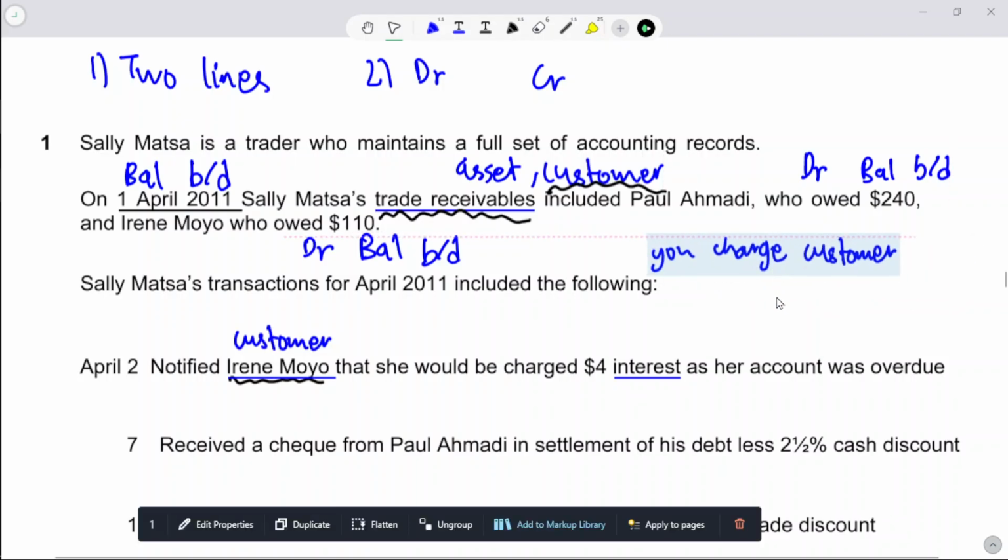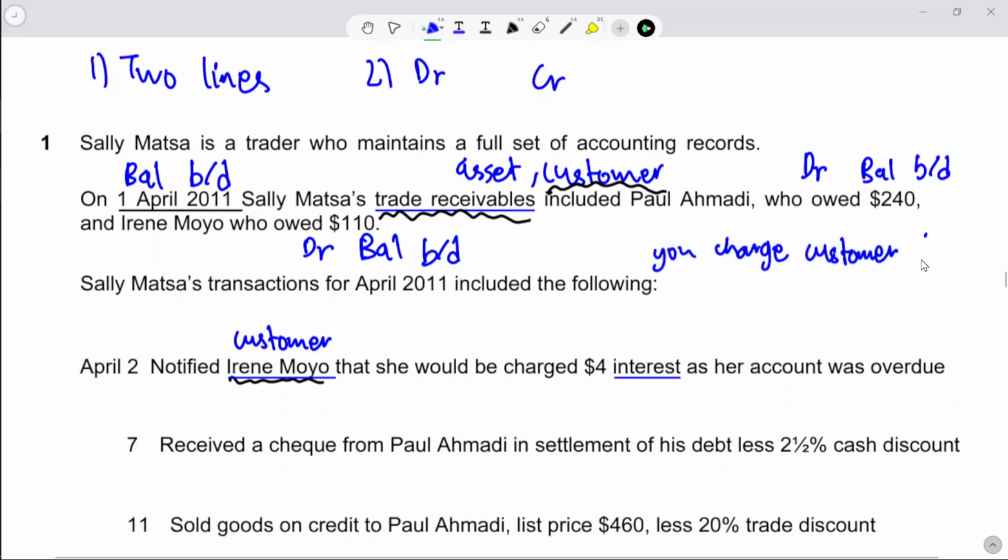You charge customer interest. Okay, you charge customer interest. This interest is regarded as income. Okay, the income, so for income is credit, then another line will be, if there is credit, then this one will be debit.